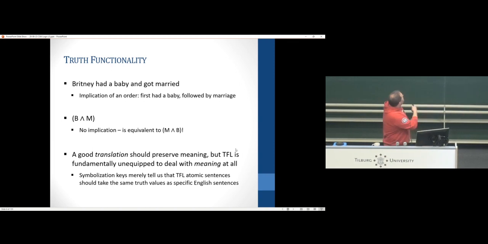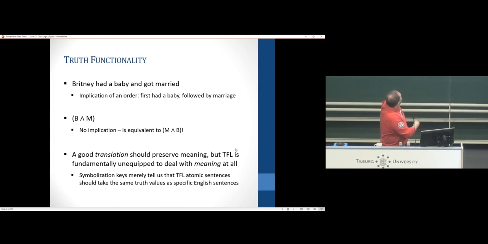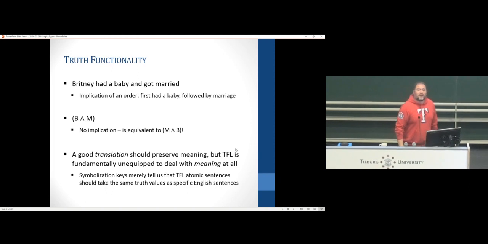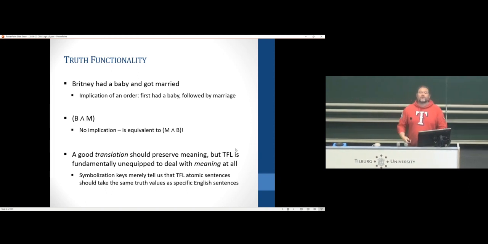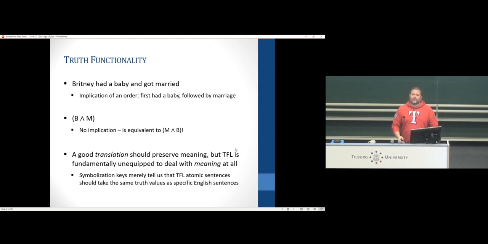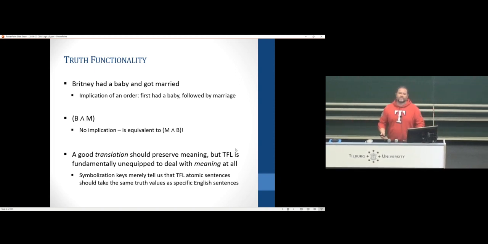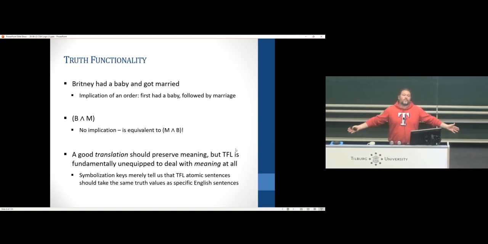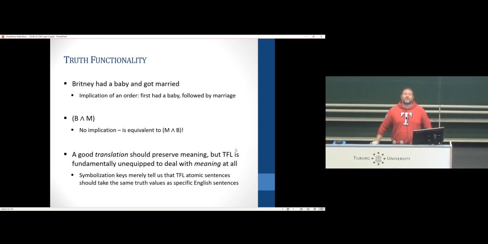But if we actually symbolize this into TFL, right, we could have B be Brittany had a baby, M be Brittany got married, and we would put it as B conjunction M. But there's no implication of order here. B conjunction M is the exact same as M conjunction B. Order and things like this drop away when we're thinking about TFL, because the order doesn't impact the truth functionality.